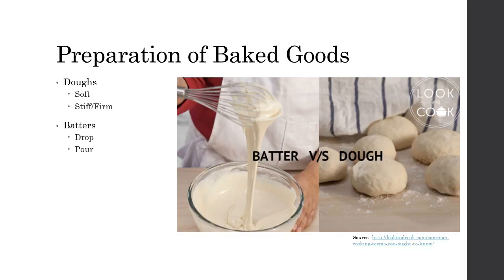Batters contain more liquid content than doughs do, and they are classified based on their moisture content into categories of drop batters or pour batters. Drop batters are called dropped because they are too thick to be poured. And baked goods made out of drop batters include muffins, cream puffs, and coffee cakes. Pour batters are fluid enough to be poured, piped, or spread. And baked goods made from these include cookies, cakes, and also waffles and pancakes.